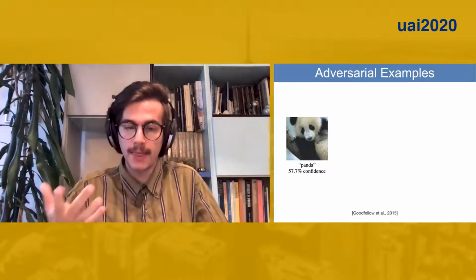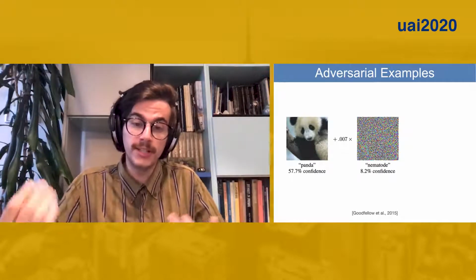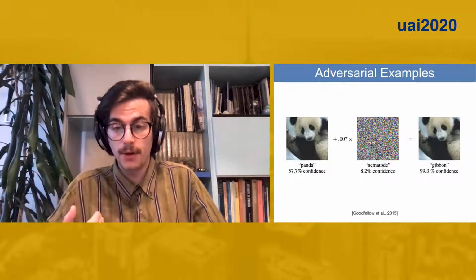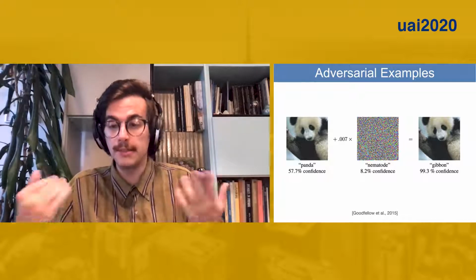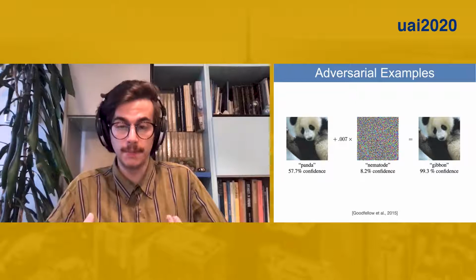Let's take an image of a panda. This is correctly classified by a neural network. Let's add some noise on top of it and rescale it down so that we get another image of a panda. This time though, the network is very confident that this is a monkey. This is a classic example of adversarial vulnerability.